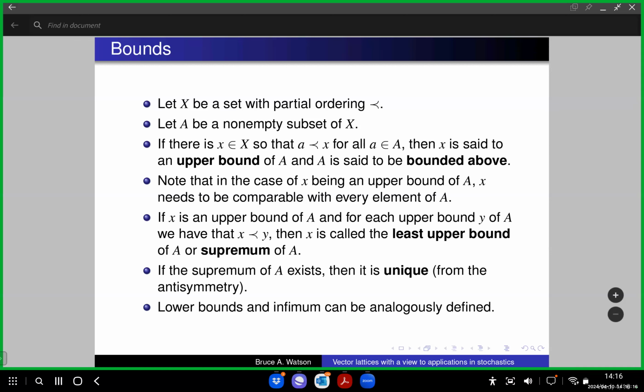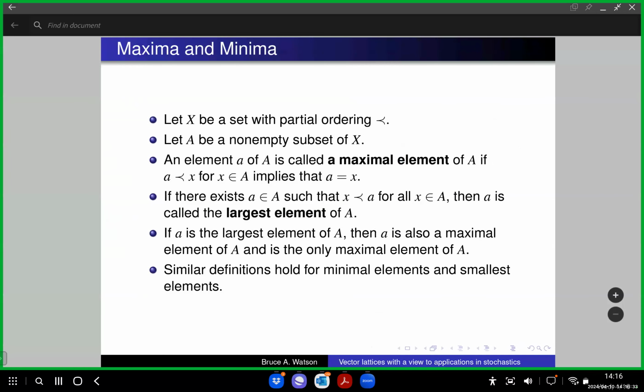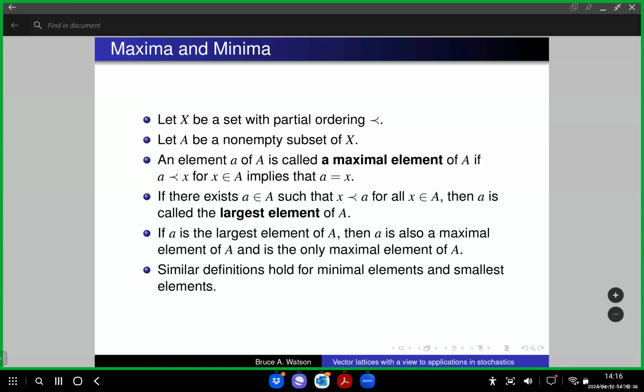But we cannot arbitrarily assume that suprema always exist, even if the set is bounded above. And we can define lower bounds and infima in a similar way by reversing the inequalities, the partial ordering. Okay, now let's progress to the terms maximum and minimum.